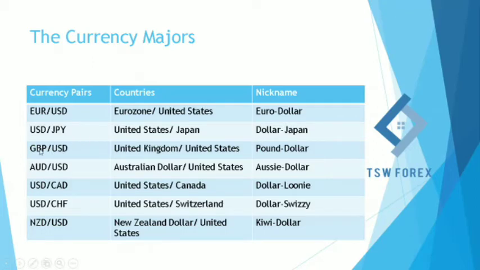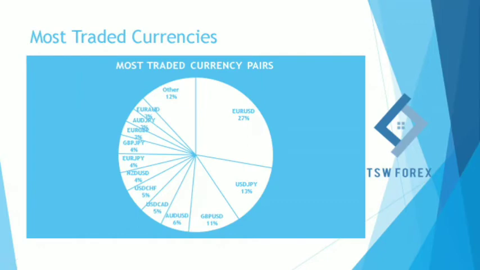Then you have GBP/USD, the United Kingdom. Of course you can see that all these currencies are the top 7 most traded currencies with the US dollar, and that is how the majors are formed. So any of them, including the US dollar, whether it be the base currency as in USD/JPY or the quote currency as in EUR/USD.